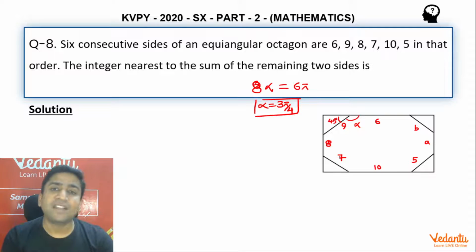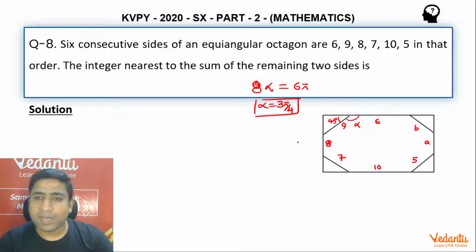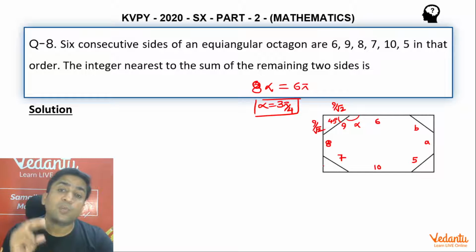The moment I say equiangular, two of the opposite edges of the octagon are definitely going to be parallel, right? So with this 45 degrees, the side of length 9, I hope all of us will agree, this length is going to be 9 by root 2. Similarly, by symmetry, this length is also going to be 9 by root 2. Similar things will happen corresponding to each of the sides.